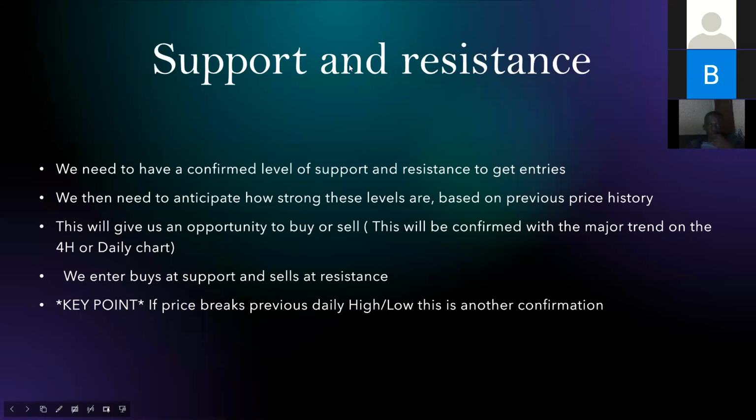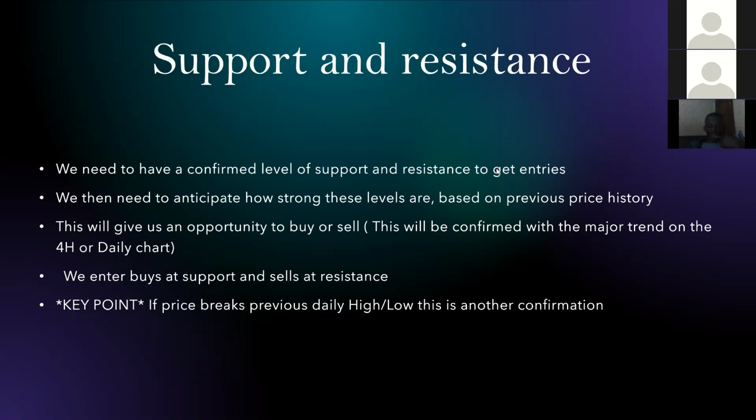Now, support and resistance. We need a confirmed level of support and resistance to get entries. This is not just a presentation. I'll be going into the charts as well, and I'll do a practical example of everything that I speak about. So we have a confirmed level of support and resistance.